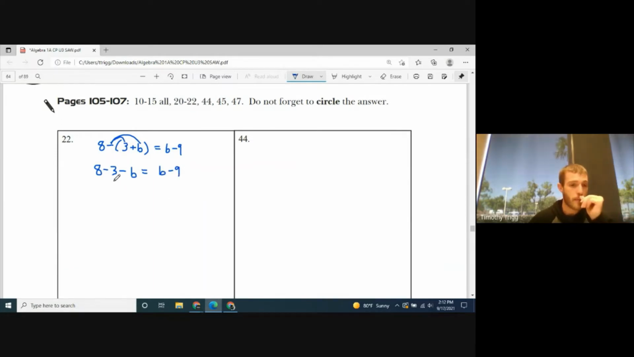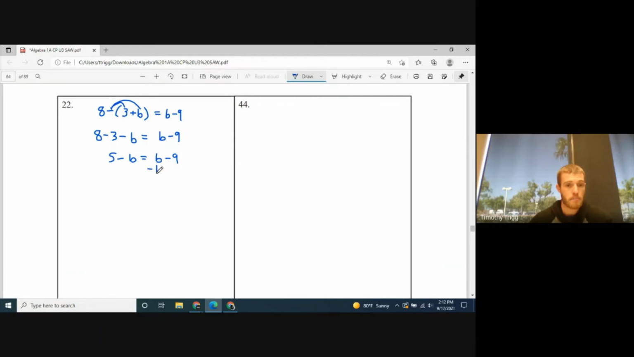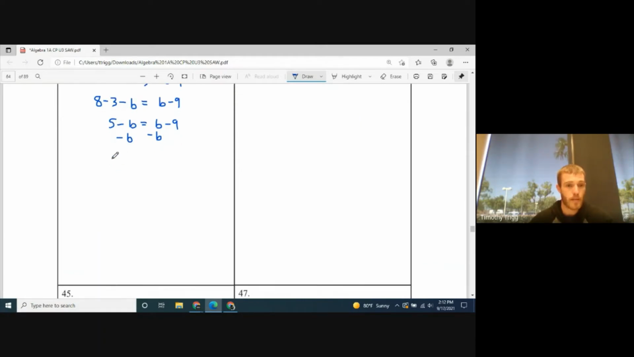On the left side, we can combine the 8 minus 3, that's 5. So we have 5 minus b equals, and then over here we have b minus 9. We can subtract b on both sides of the equation, giving us 5 minus 2b equals, and then on this side, negative 9.